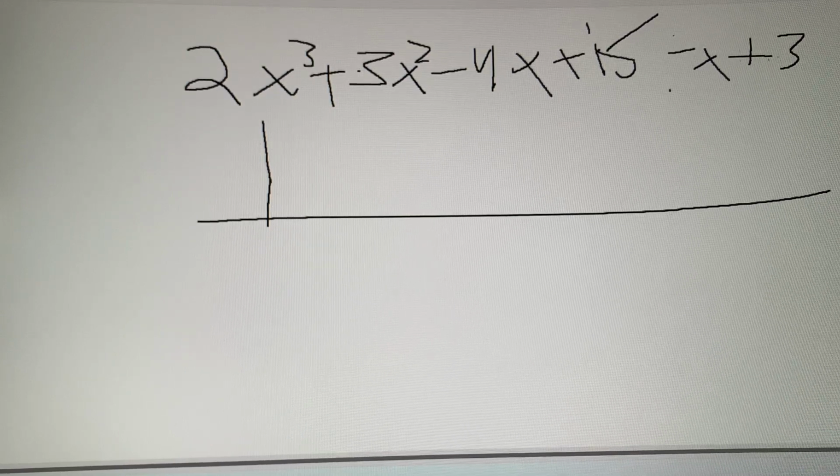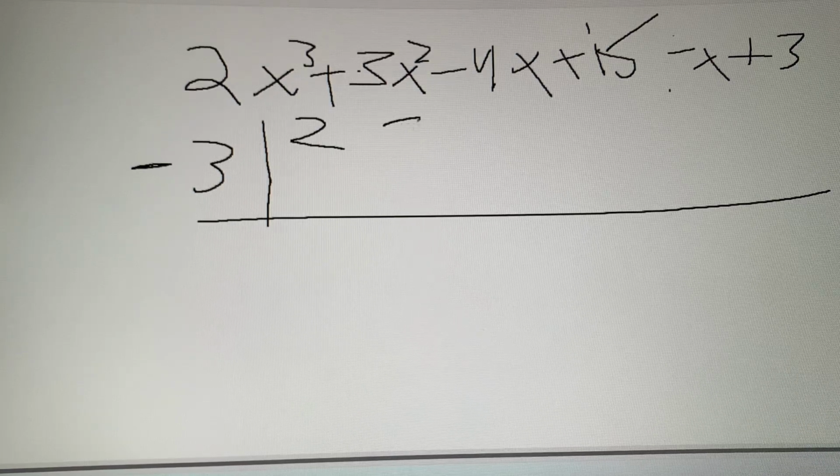So what you're going to do is take the number connected to the binomial right here, and you're going to put a negative 3 in this little column on the outside. This is what we're dividing the polynomial by. Then you're going to take each of the numerical values here and write them down. So we have a 2, we have a 3, we have a negative 4, and we have a 15.